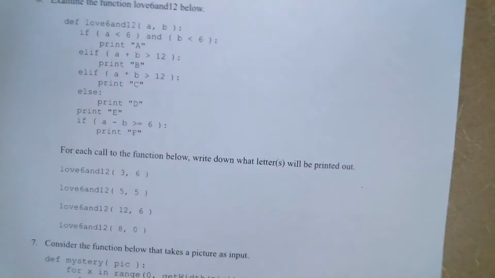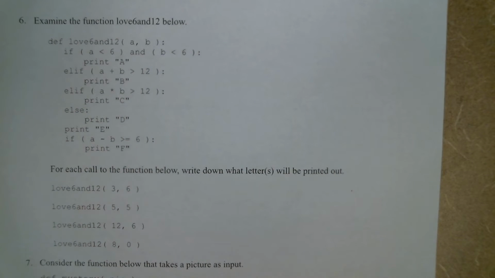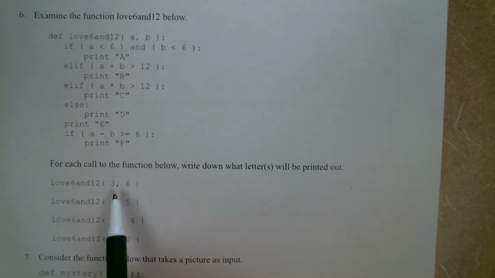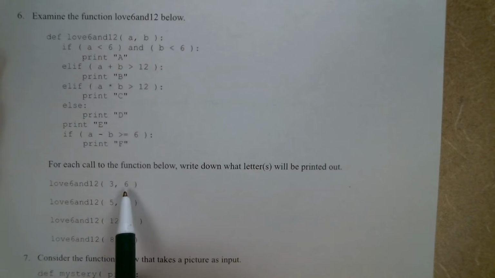All right, number 6. Examine the function love with 6 and 12 below. For each call to the function, write which letters will be printed out. So this is basically reading through conditionals and just making sure that you can follow along with the conditional. The first one is called with 3 and 6.